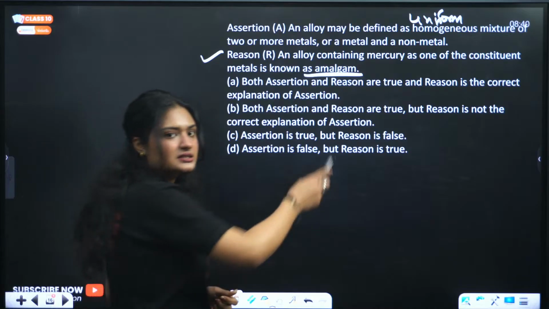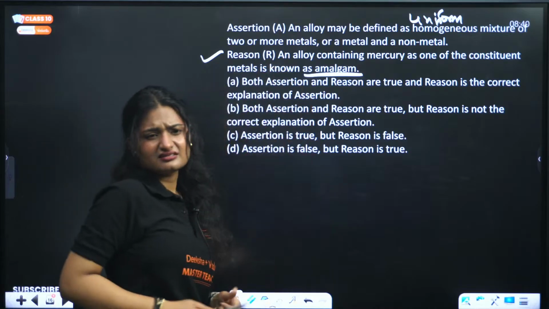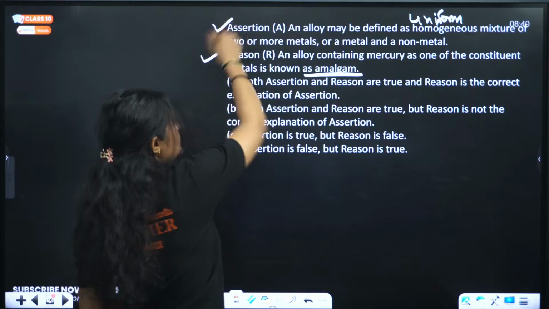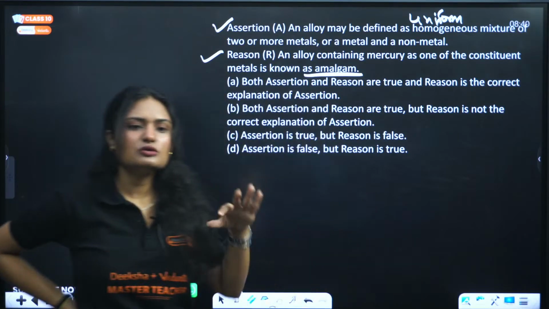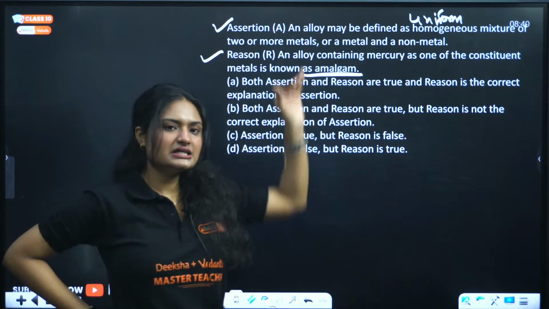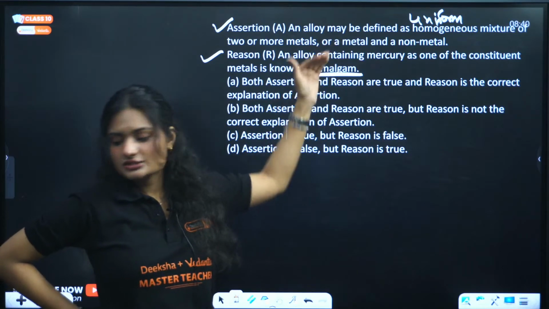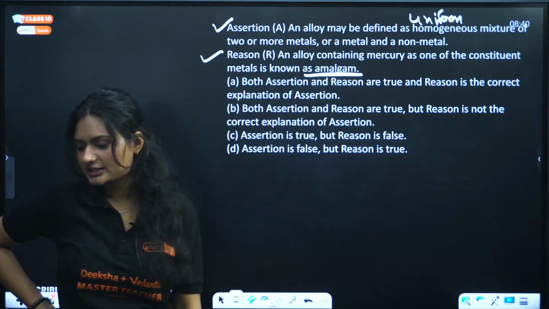Clear? Yes. A talks about the definition of alloys, which is correct. B talks about a particular alloy, mercury. Does it explain, do you think assertion and reasoning are related?